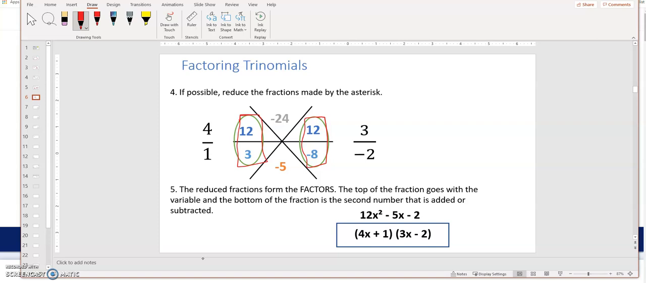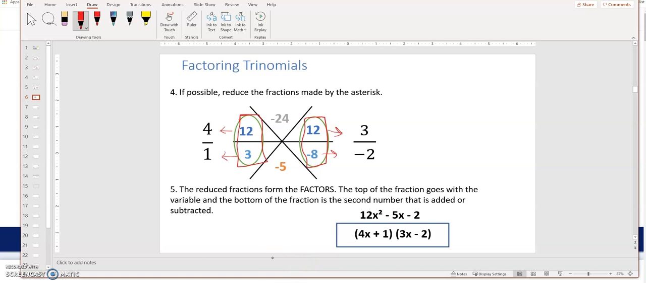So what number goes into 3 and 12? What's the biggest number? It's 3. So 12 divided by 3 gives me 4. 3 divided by 3 gives me 1. Same thing over here. I've got 12 and -8. So what's the biggest number that can go into 12 and -8? It would be 4. 12 divided by 4 is 3. -8 divided by 4 is -2.